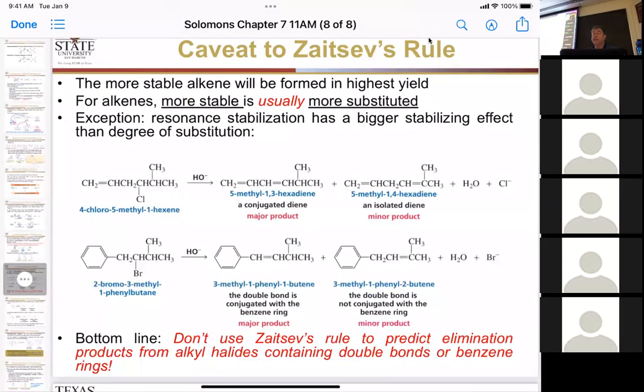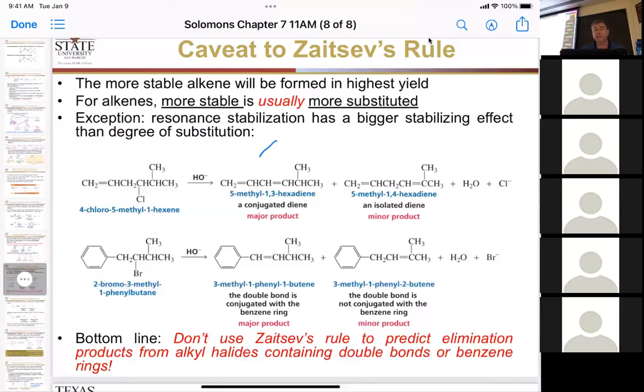Now, the only thing that breaks Zaitsev's rule is conjugation. If there's already a double bond or a benzene ring near the alkene in the alkyl halide you're looking at, you will actually not form the more stable product by forming the more substituted alkene. You form the more stable product by having your double bonds in conjugation.